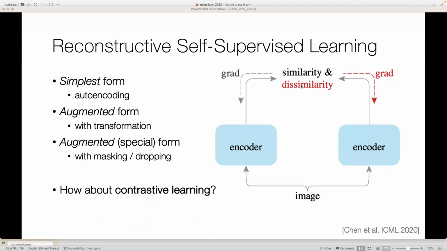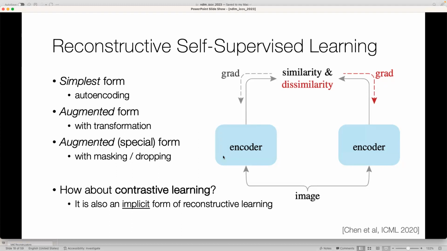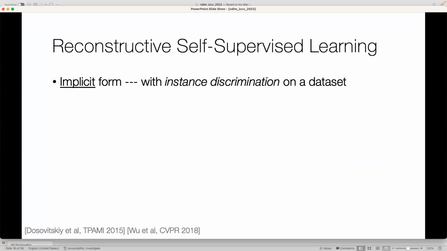So I'm going to talk about something controversial here, that I think this is an implicit form of reconstructive learning. So this is still reconstructive learning. And the reasoning is something like this. I'll talk about instance discrimination first, and then try to draw the connection from contrastive learning to instance discrimination.